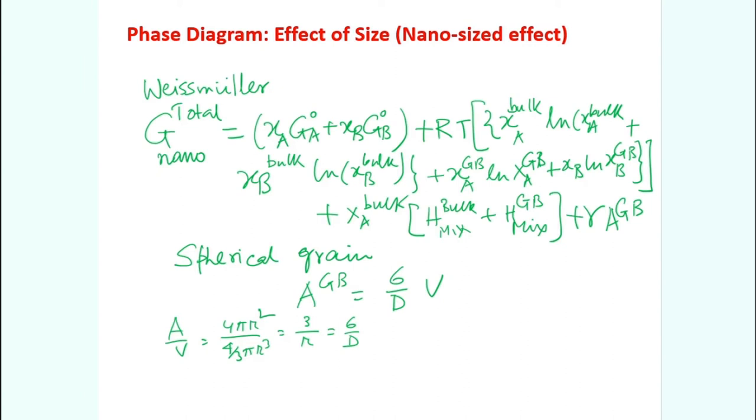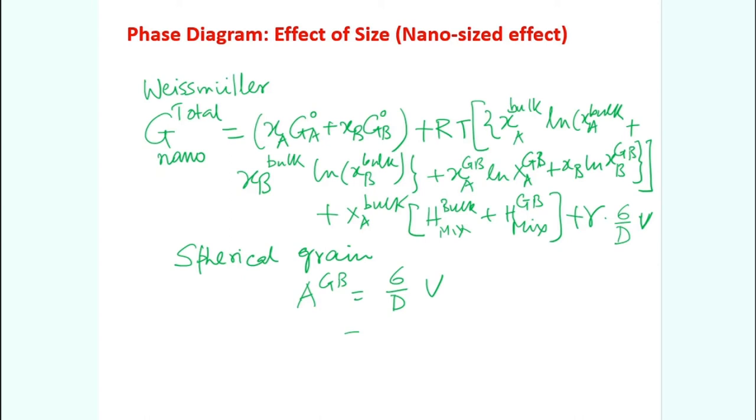So if you plug this A in here, the volume of the grain can be calculated easily. Even from the microstructure you can calculate. That's not difficult to do. So now we can see that the whole G can be plotted as a function of two things: as a function of d, which is the size or diameter of the grain, and also as a function of the composition of the grain boundaries.